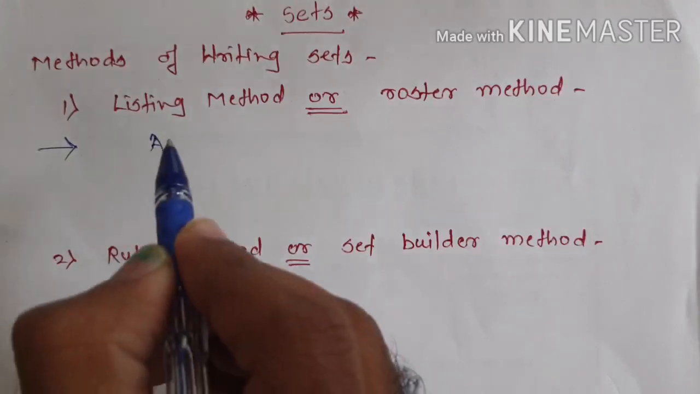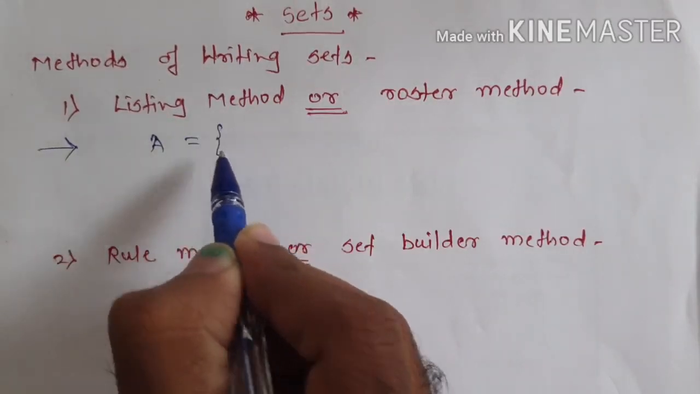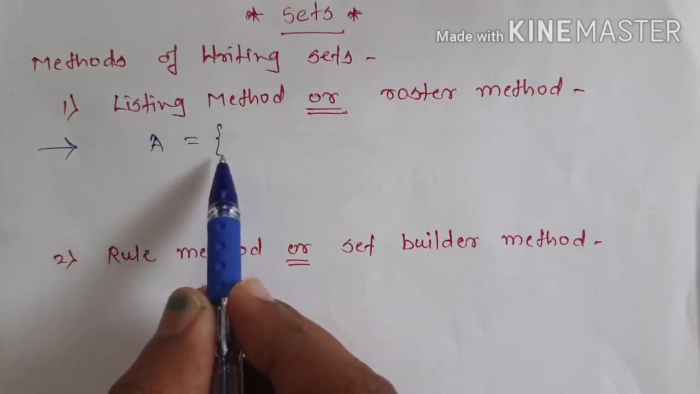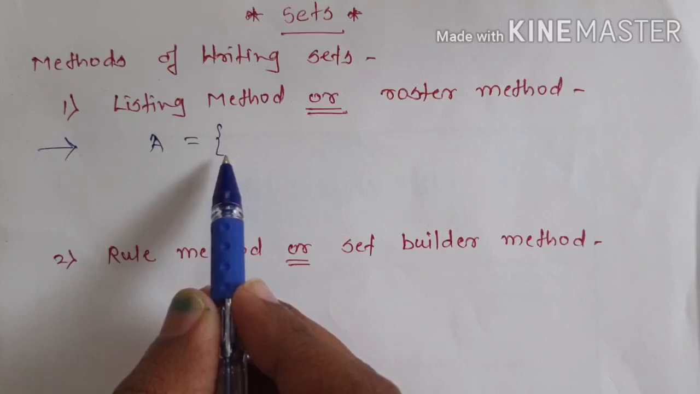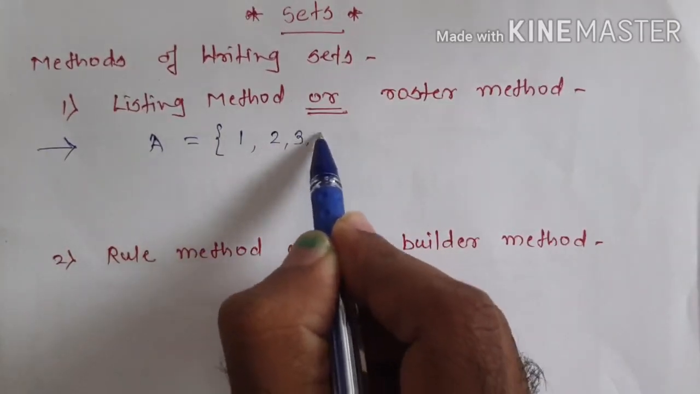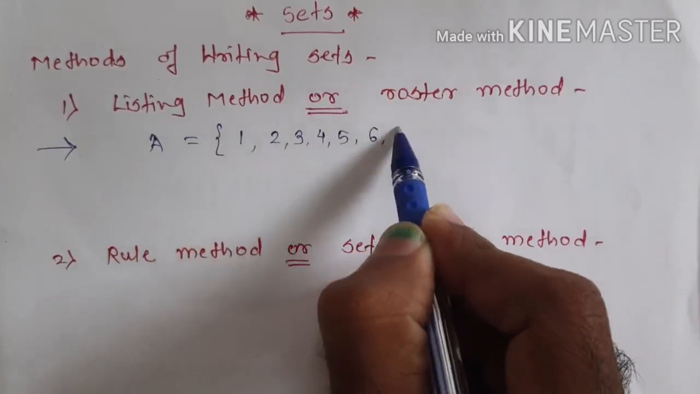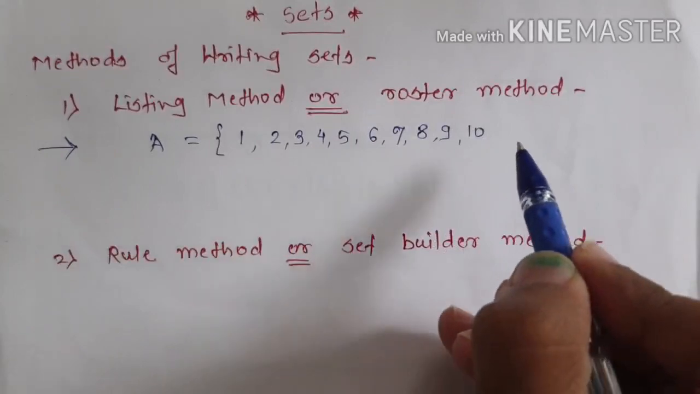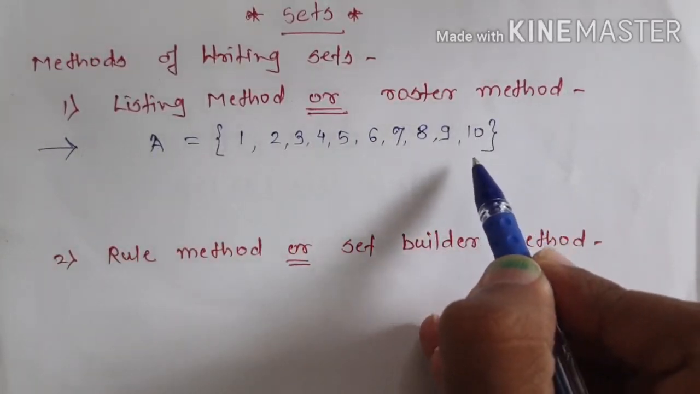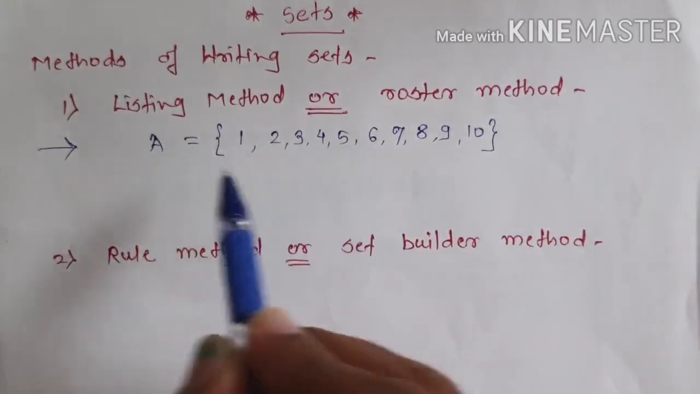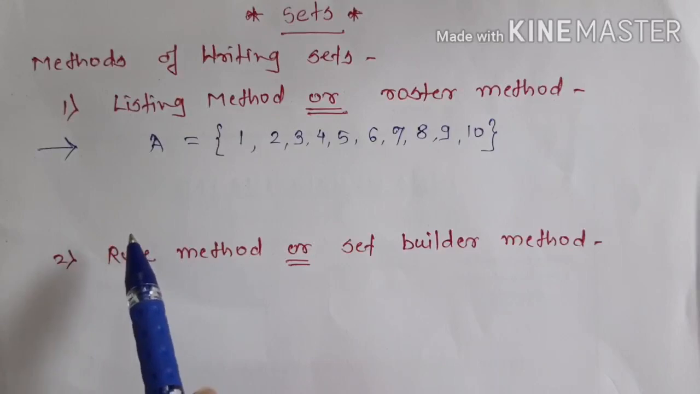If we have to write this set by the listing method, firstly we have to name the set. So we'll name it A is equal to, in curly brackets, we have to list all the elements in this set. So in this set we need all natural numbers from 1 to 10. Natural numbers start with 1, 2, 3, 4, 5, 6, 7, 8, 9 and 10. So these are the elements in this set, and the curly bracket is complete. Here, by the listing method, we have just listed all the elements in this set. So this is how a set is represented by the listing method.